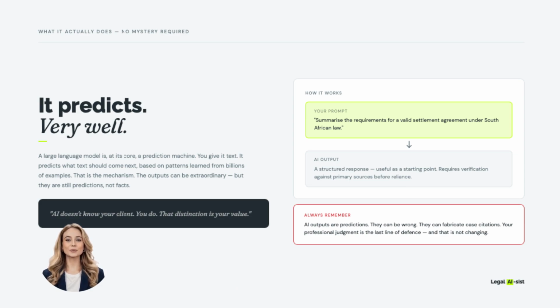The outputs can be remarkably competent. They can summarize a judgment, draft a letter of demand, identify the key terms in a contract, and explain a legal concept in plain language. But they are still predictions, not facts, not legal advice. Predictions. This means two things for your practice.